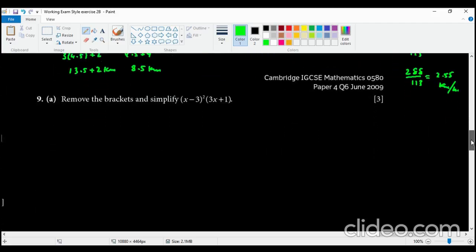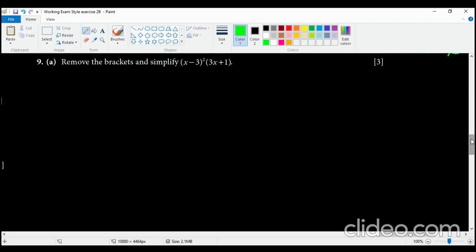Now comes question number 9. In here we need to remove the brackets and simplify. First we are going to solve x minus 3 whole square. This is going to give us x square minus 6x plus 9. The first bracket will be solved like this and will be multiplied by 3x plus 1. I will write x square minus 6x plus 9 two different times.